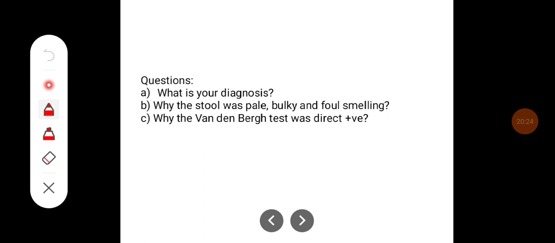So the diagnosis in this case is very direct: the person is suffering from jaundice, and he is suffering from obstructive jaundice. Why was the stool pale, bulky, and foul smelling? As explained, because of the obstruction, the bilirubin is not reaching the gastrointestinal tract. So that is why the stool color is pale, and it is bulky and foul smelling because of the malabsorption of fat.